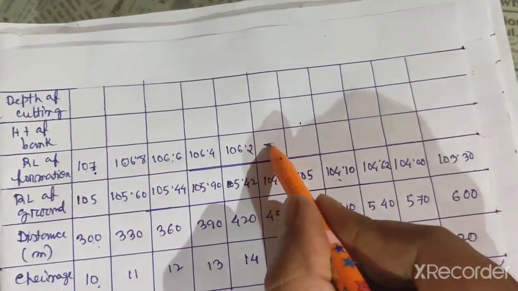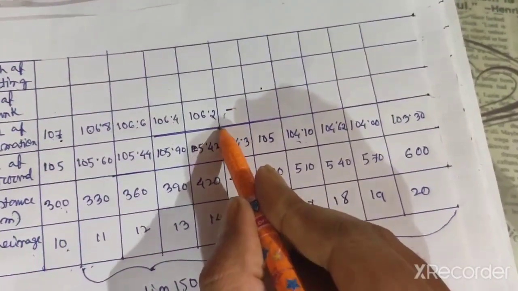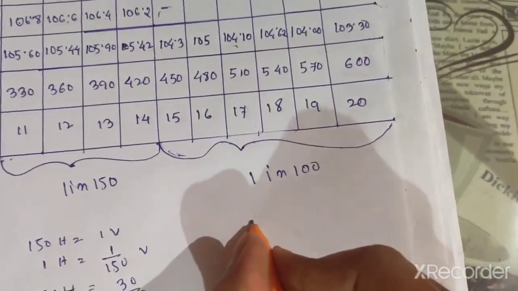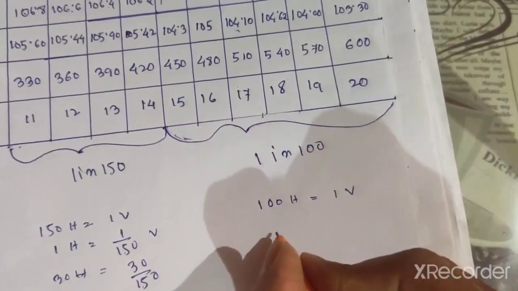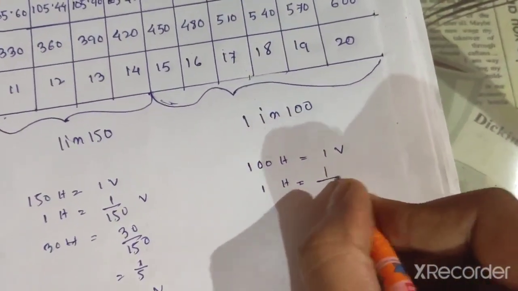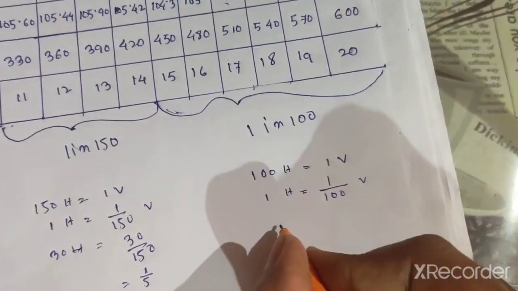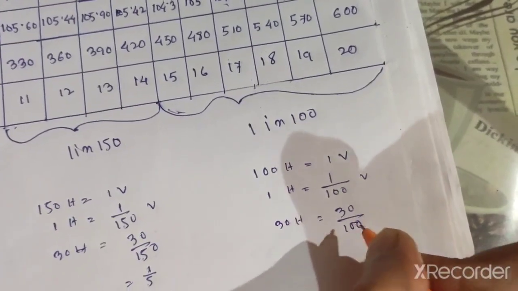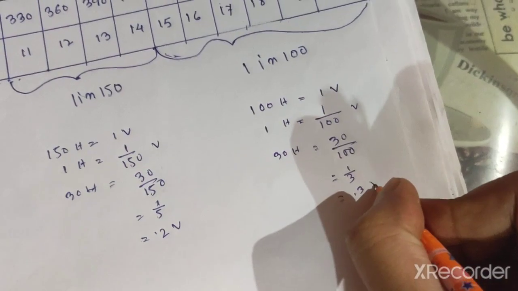Okay, but from this point the case changes, because the gradient has changed. So it is 1 in 100. So if we are moving 100 horizontally, we are moving 1 vertically. If we are moving 1 horizontally, we are moving 1 by 100 vertically. So if we are moving again 30 horizontally, then 30 by 100, 3 by 10, that means 0.3 vertically.